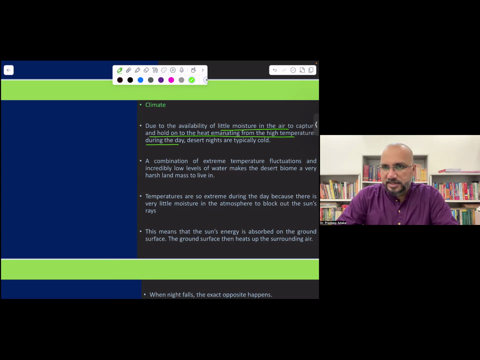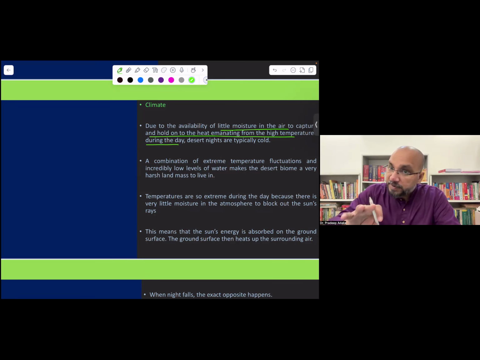so it will be very hot during the day. During the night time, there is no humidity which can prevent this long wave radiation, terrestrial radiation, from escaping. So there is no humidity, the long wave radiation will escape and it will cool very quickly during the night time. So days are very hot, nights are very cold.